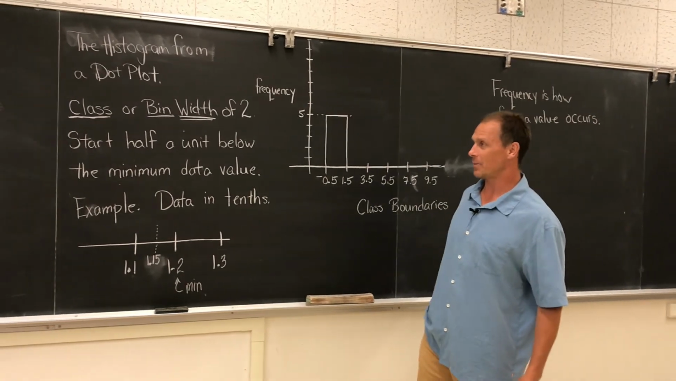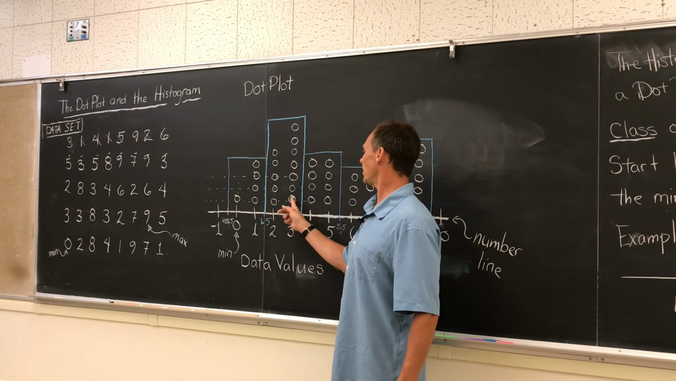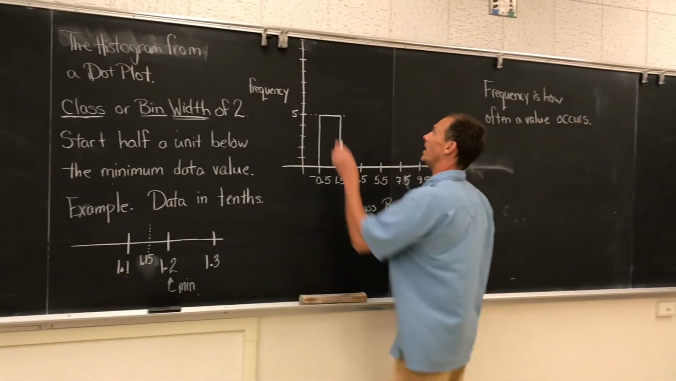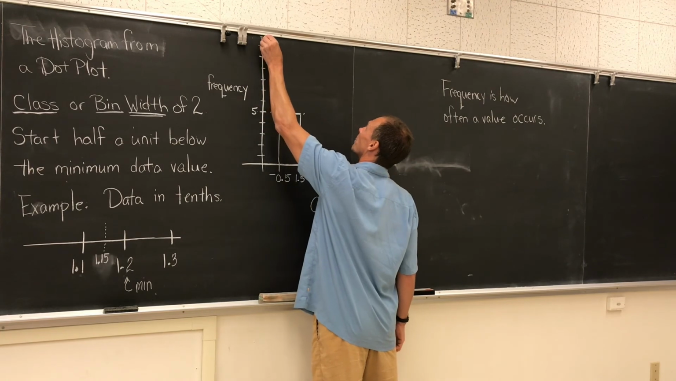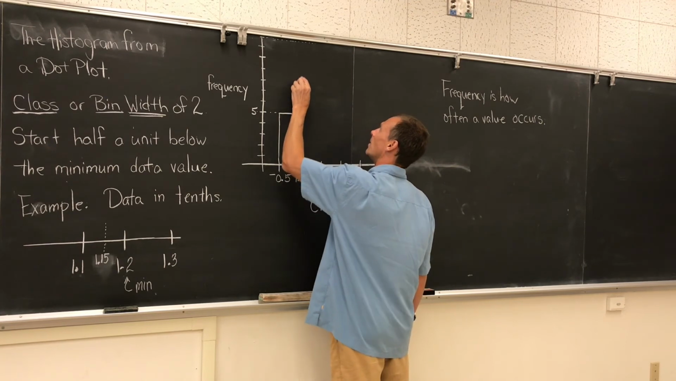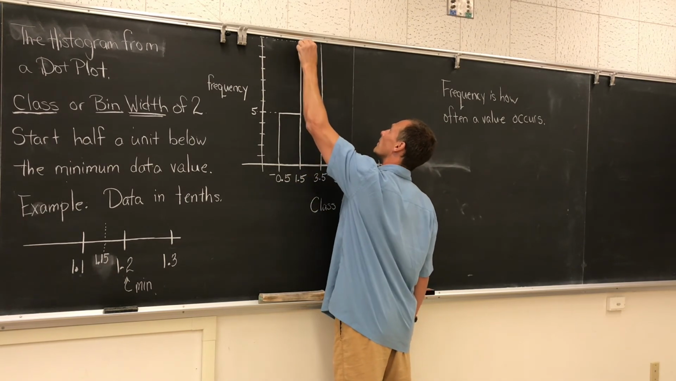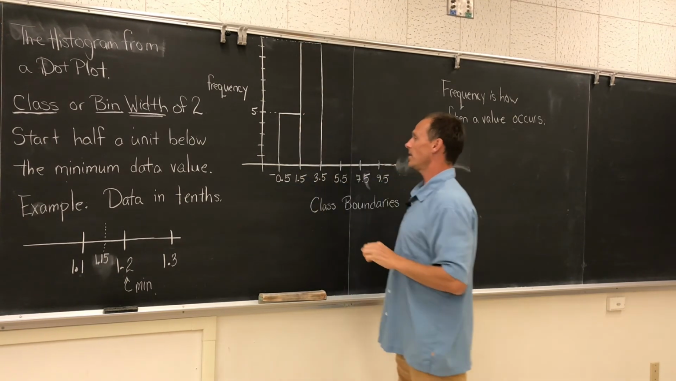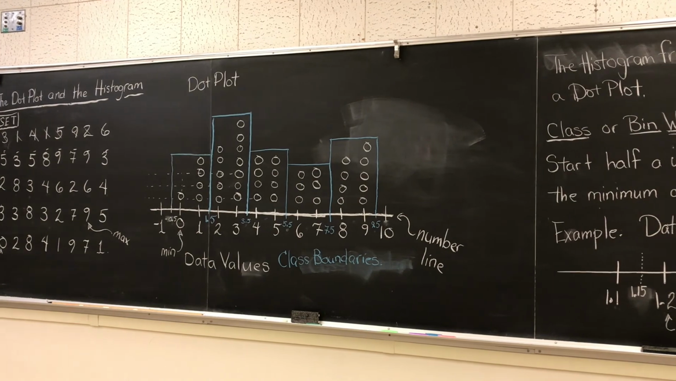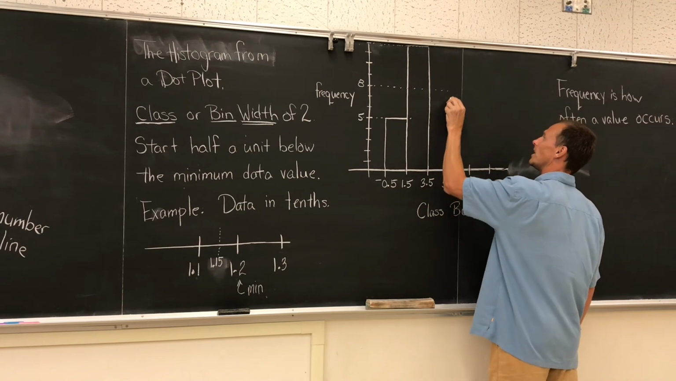Here we go. So I look at my next bin. My next bin has 1, 2, 3, 4, 5, 6, 7, 8, 9, 10, 11, 12. I have 12 data values. So here's my 12, way up there at the top. So this bin is going to go all the way up to 12. Okay. And then my next one, looks like we have 8. So 5, 6, 7, here's an 8. So this bin's going to come up to 8.